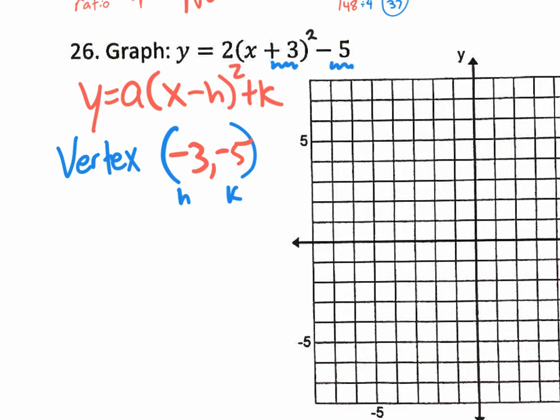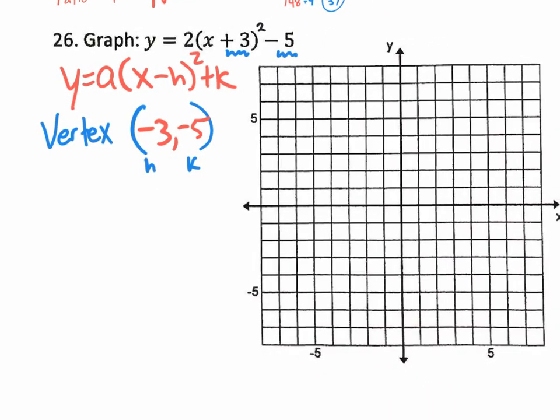So we know the vertex. That's the most important point. Let's go to the vertex. -3 on the x, -5 on the y. I'm sorry. -3 on the x, -5 on the y. That's down here. You draw that most important point. We draw the axis of symmetry right through it. And then we simply find more coordinates.